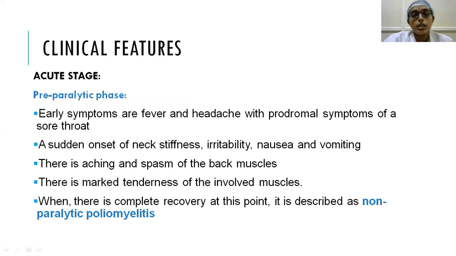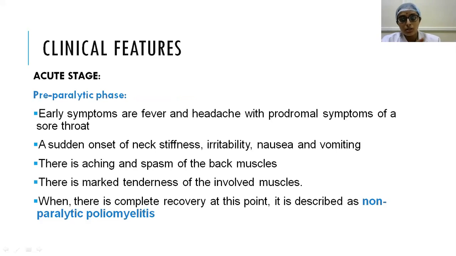Coming to the clinical features, the disease occurs in a few stages. In the acute stage, you have the pre-paralytic stage, followed by the paralytic stage, then the convalescent stage, and then the stage of recovery or residual paralysis. In the pre-paralytic stage, the picture may vary from simple fever and meningitis symptoms to paralysis occurring in the acute stage.